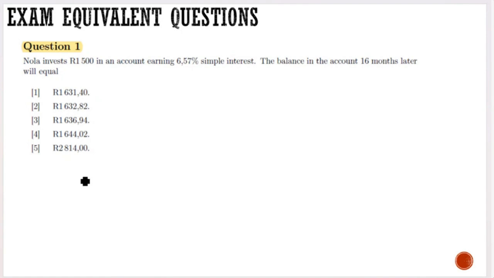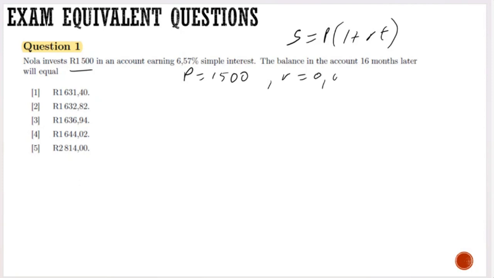We are looking for the balance, that is the accumulated amount. It's important to know which formula you can use, so then you know how to break it down. I'm going to do this process slowly, so you can practice on your own. Here you are given a present value, because this person is investing now. The present value is 1,500, and the interest rate, which is your R, is equal to 0,0657. And the balance in the account 16 months later will be equal to.